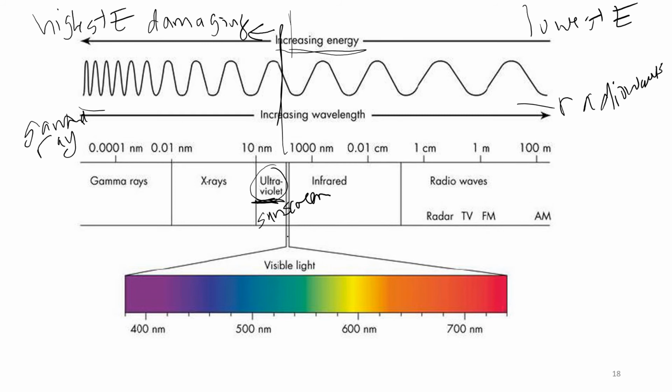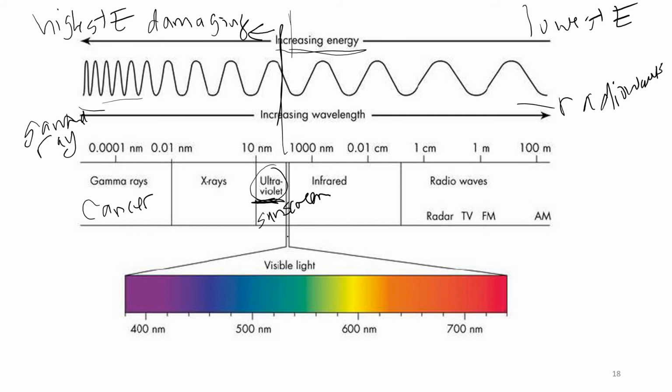X-rays, again, start destroying biological molecules with excessive exposure and can actually cause cancer as well. And then gamma rays can also cause cancer, and they're the highest energy of all. Remember, they have that really, really short wavelength, like 10 to the negative 12, very small.